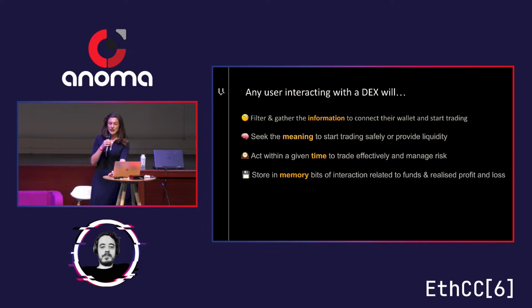And then they need to store bits of this interaction in their memory related to managing their funds or related to the realized profit and loss. So to improve their user experience, we need to understand the biases and heuristics that influence this decision cycle steps.